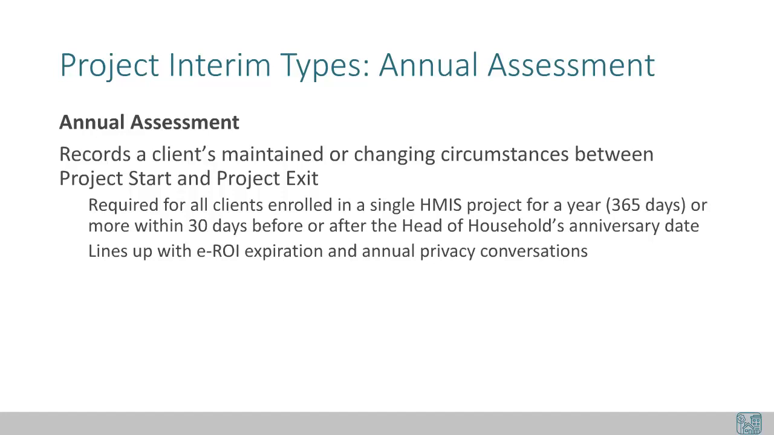Annual assessments are the second type of interim. They record a client's maintained or changing circumstances between project start and project exit every year enrolled. There is a very specific time frame to record annual assessments, precisely calculated in HMIS. All clients enrolled in a single HMIS project for a year or more must have an annual recorded within 30 days before or after their head of household's anniversary date. If the data is entered outside that time frame, it will look like it's missing from reports altogether.